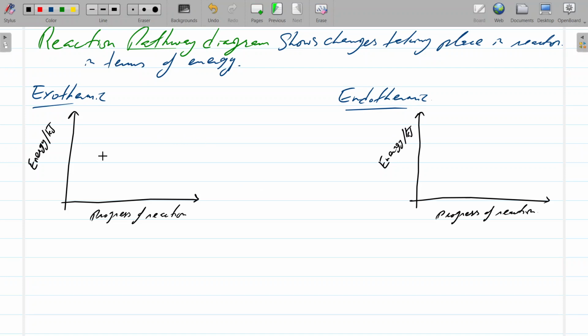Now, an exothermic reaction gives off energy, right? That means that the energy of the product is lower than the reactants. And so what you do is that you start from here, right? And these are reactants. And you show an energy decrease, that is the exothermic part, because energy is being given off. And you have the product.